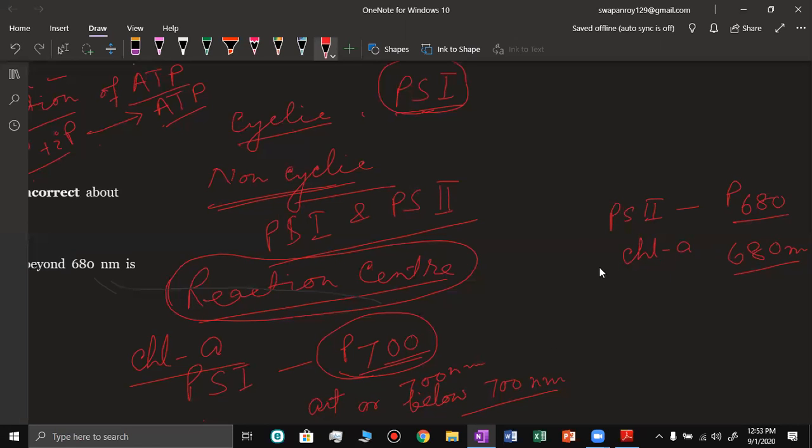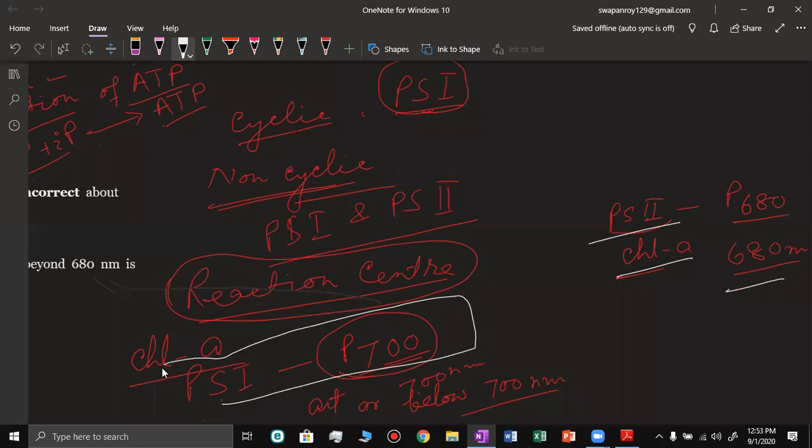So when light of wavelength above 680 is available, PS2 cannot work. PS2 cannot work when light above 680 nm is available. So at that time, only PS1 will work, and that is why PS1 works and takes part in the cyclic photophosphorylation.